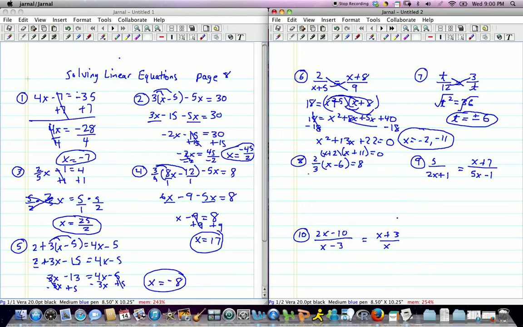Okay, number 8, it's a little bit different. It's back to like the first page, so I'm going to distribute. So 2/3 times x is 2/3 x. 2/3 times 6, multiply across the top. 6 times 2 is 12. 3 times 1 is 3. 12 divided by 3 is 4, is equal to 8. So now I'm going to add 4. So I get 2/3 x equals 12.